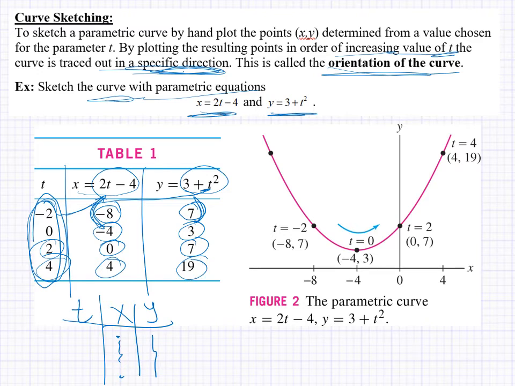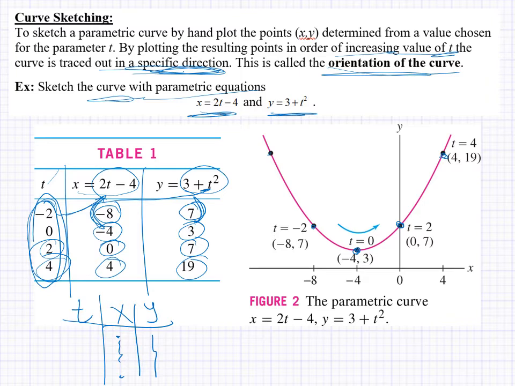And so what's going to happen is we're going to plot these points. So negative 8, 7 would be, say, here. Negative 4, 3 would be here. 0, 7 would be here. 4, 19 would be here. If we had some other negative values, say negative 3 for t, I could get all sorts of points. The more points you have, the better.